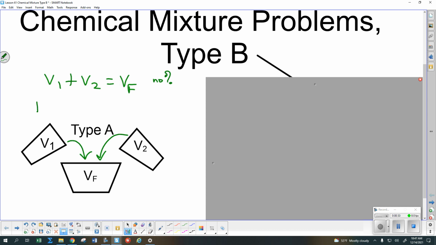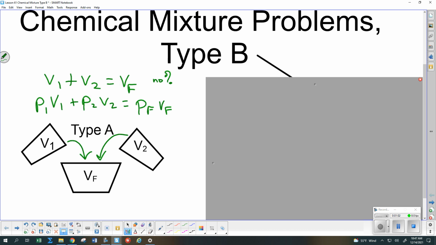And then we had P1, V1, plus P2, V2 was PF, VF. The first percent times the first amount plus the second percent times the second amount was the final percent times the final amount. And we'll also do a slight variation on that model with some of our examples today, almost the same as what we've been doing, but a slight change.